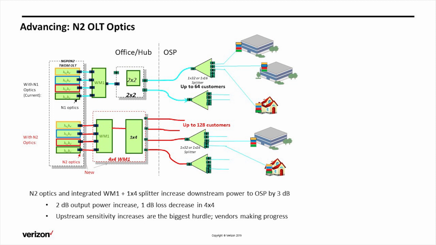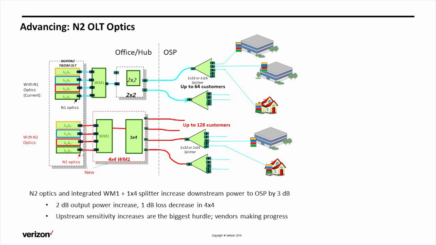The third dB comes from taking this block here and going from a single separate wavelength mux and splitter and integrating them into a single 4x4 element here. So that is the full 3 dB improvement in the downstream.